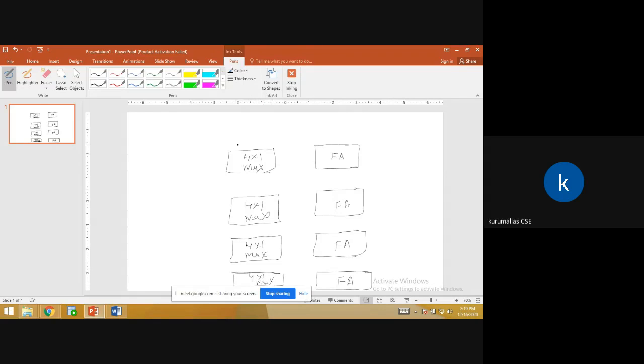What is a 4 by 1 multiplexer? What is the meaning of 4? What is the meaning of 1? Four inputs, one output. We are giving four inputs to the multiplexer, and we get one output, right?